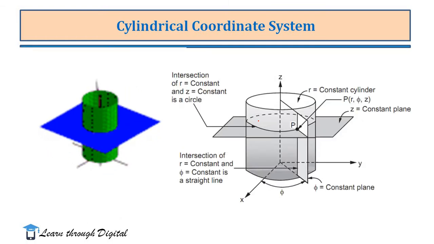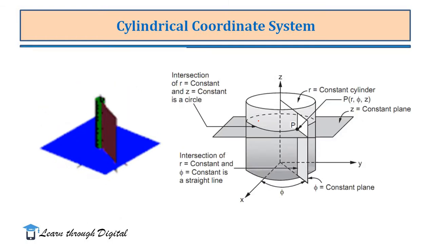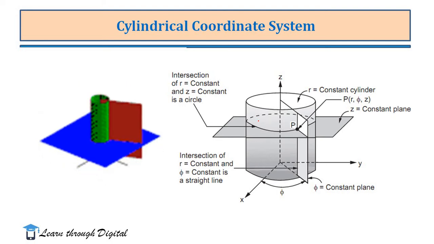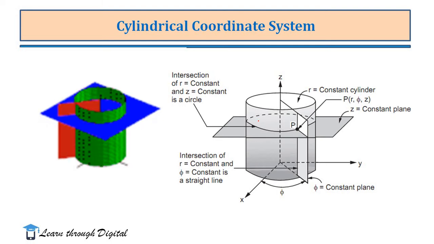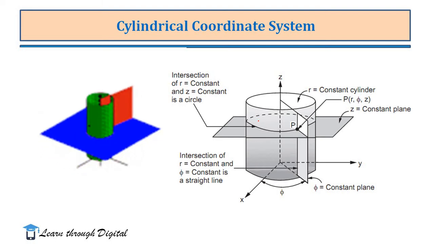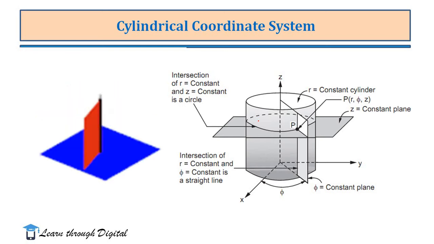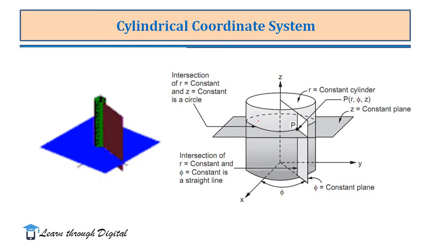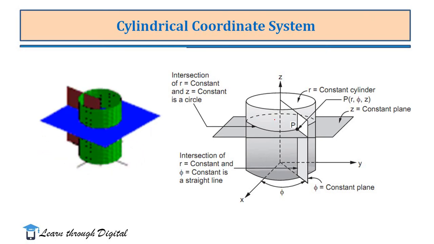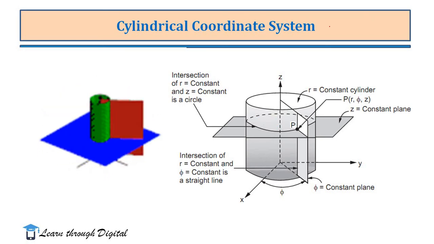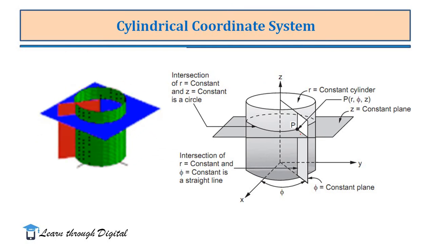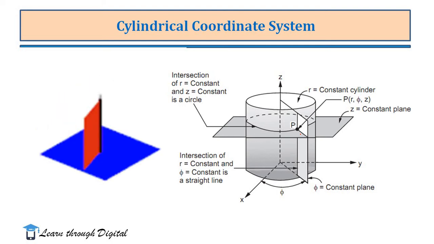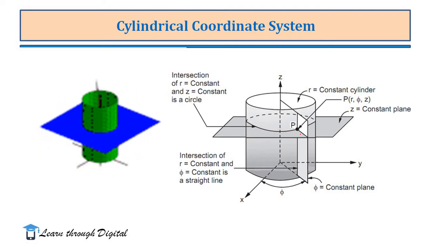Now, the intersection of these three surfaces defines the point P in the cylindrical coordinate system. The intersection of any two surfaces out of these three is either a line or a circle, and the intersection of three surfaces defines a point P. The intersection of z equal to constant and r equal to constant is a circle. And also, the intersection of phi equal to constant and r equal to constant plane is a line.